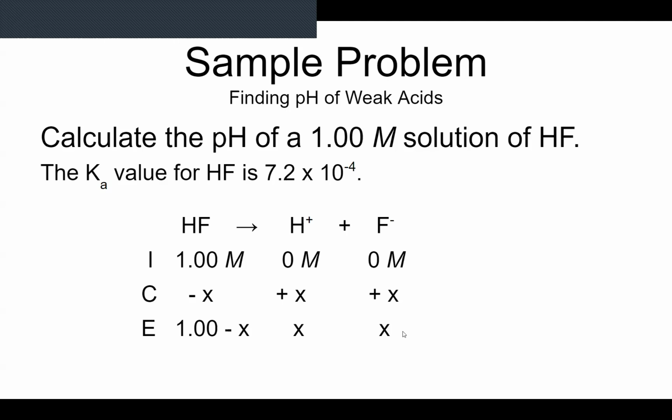Okay, we've got at least an ICE table fleshed out. Where do we go from here? Let's go to the equilibrium expression. The product concentrations multiplied together, H plus times F minus, all divided by HF. We know that the concentration of H plus was x. The concentration of F minus was also x. So if you multiply those two together, you would get x squared. And the HF was 1.00 minus x.